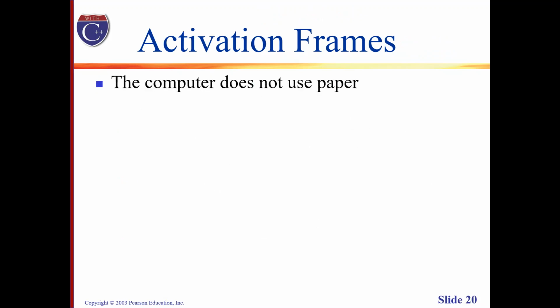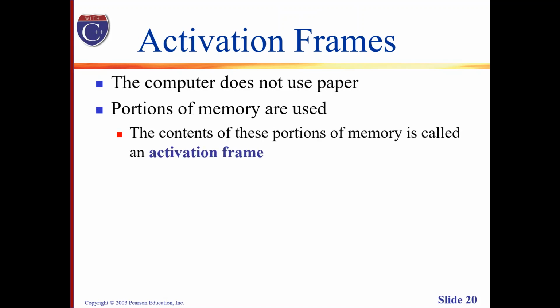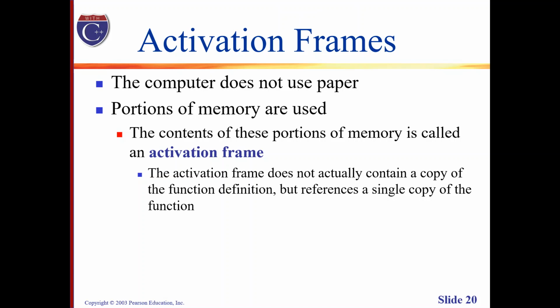Of course, the computer does not use paper. What we are referring to actually, in terms of data storage, are the memory space or the memory location in our computer. The contents of those portions of memory is what we call an activation frame. The activation frame does not actually contain a copy of the function definition, but references a single copy of the function, which contains whatever argument was used in that call, as well as the output that has been produced.